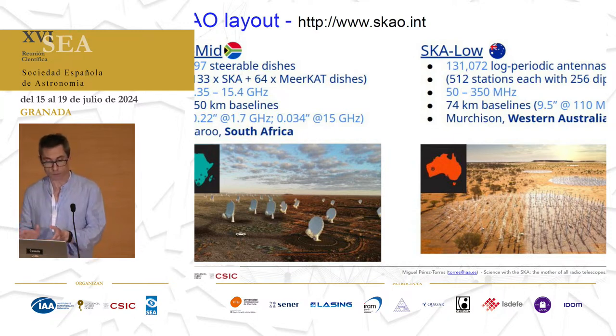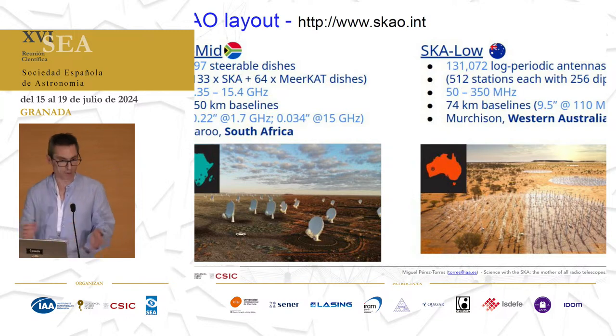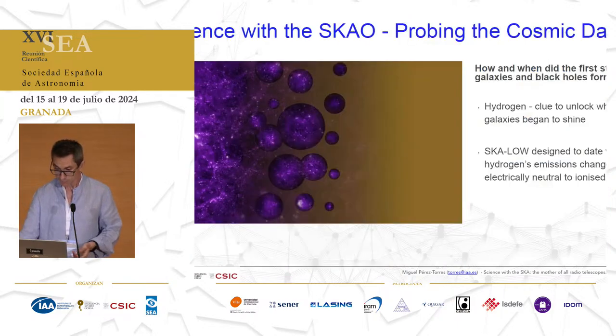The other telescope will be put in Australia, in Western Australia. We'll have more than 130,000 dipole antennas. So, it will work at even lower frequencies, from 350 megahertz down to 50 megahertz, or from 90 centimeters to almost 11 meters. And you will see in a minute why that's necessary. It will have eventually up to 74 kilometer long baselines.